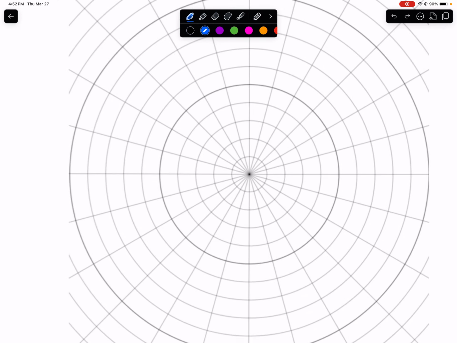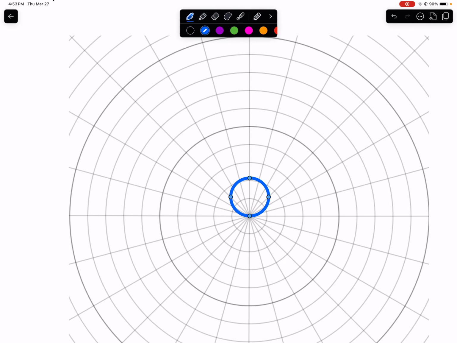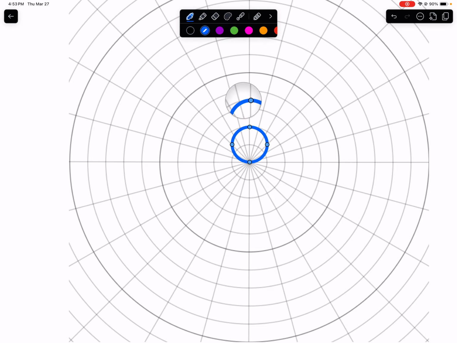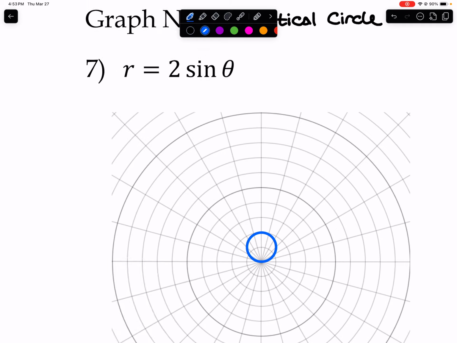So once again, just to give you an idea, your circle is going to pass through the pole, and it's going to go either up if it's positive, or it's going to be going down below the pole if it's negative. So this is potentially what your vertical circles will look like. So just any sort of these combinations. So I believe this one was a +2 sine theta, so that means we're going to go up 2. Yep. And then that bottom part of the circle will be crossing through the pole.